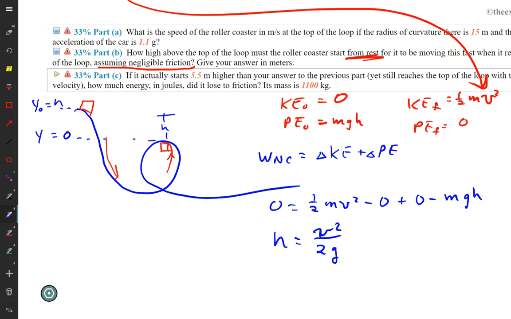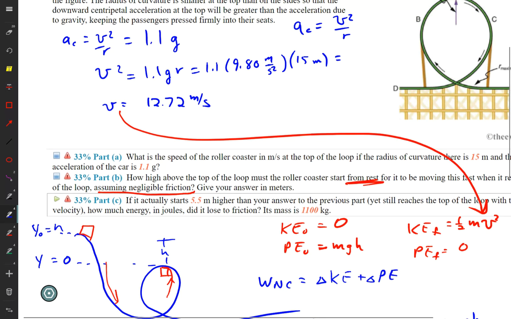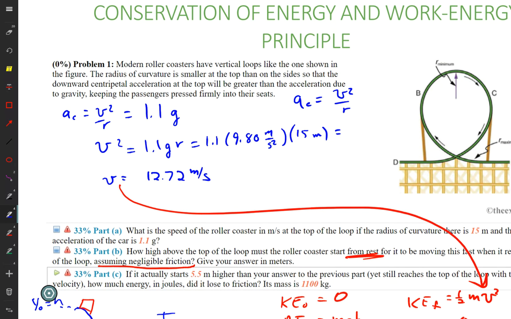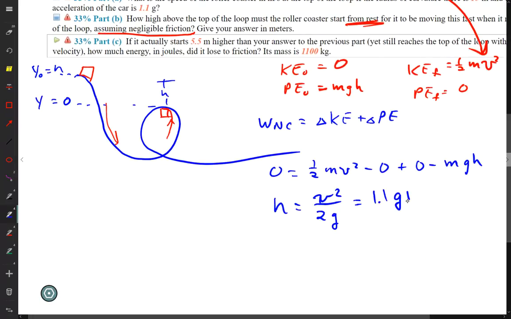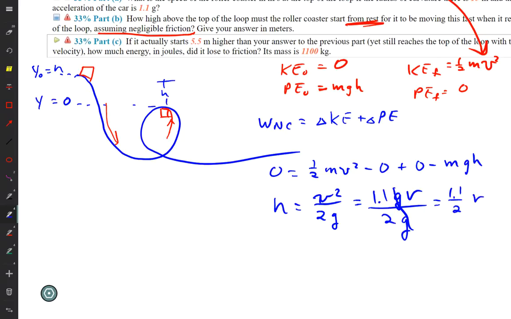So h is v squared over 2g. Now, I'm going to go a step further on this. I'm not going to put in the number for v. I'm going to come back and look at my equation for v squared. v squared was 1.1 gr. My g's cancel, and my answer is just 1.1 over 2 times the radius. That's a pretty easy calculation. You can see it's easier to go back to my equation than it was to actually use the number. So you know that's going to be ever so slightly bigger than half of 15. So let's say 8-ish among friends. What was that? 8.25.